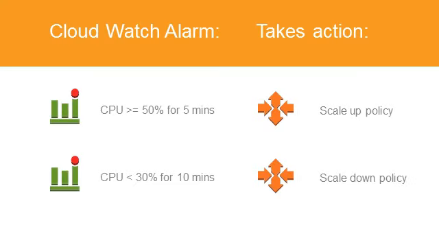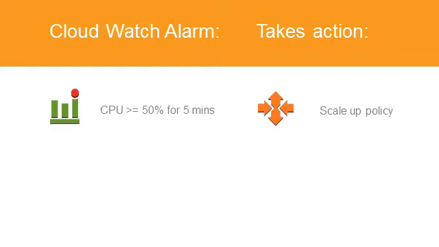So for example, setting CloudWatch alarms so that if CPU is above 50% for 5 minutes, we're going to drive the scale-up policy. And if CPU is below 30% for 10 minutes, we're going to remove some capacity and activate the scale down policy. And that's how you would use CloudWatch alarms. So let's just have a quick look at the interface for that on the scale up side of things.